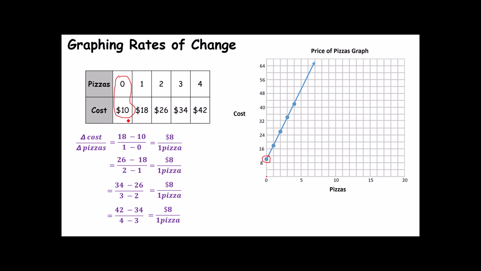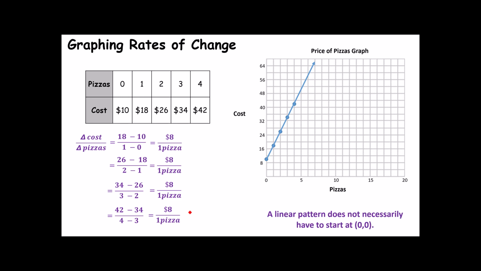Well, there's a lot of reasons you might think of it this way. You might say, well, there's a $10 delivery fee plus a cost of $8 per pizza. This initial delivery fee would be why we're starting up here instead of down here at 0, 0. The delivery fee only happens one time, regardless of how many pizzas you order. So we call this one-time charge our 0 point. And then it's $8 per pizza after that.